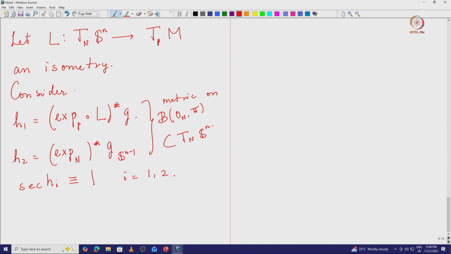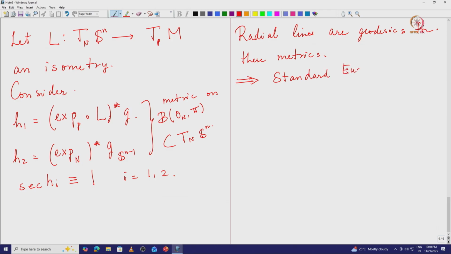Also an observation is that the radial lines are geodesics for these metrics. Okay, so here the argument is similar to the argument that we had in the proof of Cartan-Hadamard, that the radial lines in the tangent space are geodesics. The same argument will also work here. So I will let you ponder over that for a little bit, but the upshot is that this implies that the standard Euclidean coordinates on this ball are actually geodesic normal coordinates.